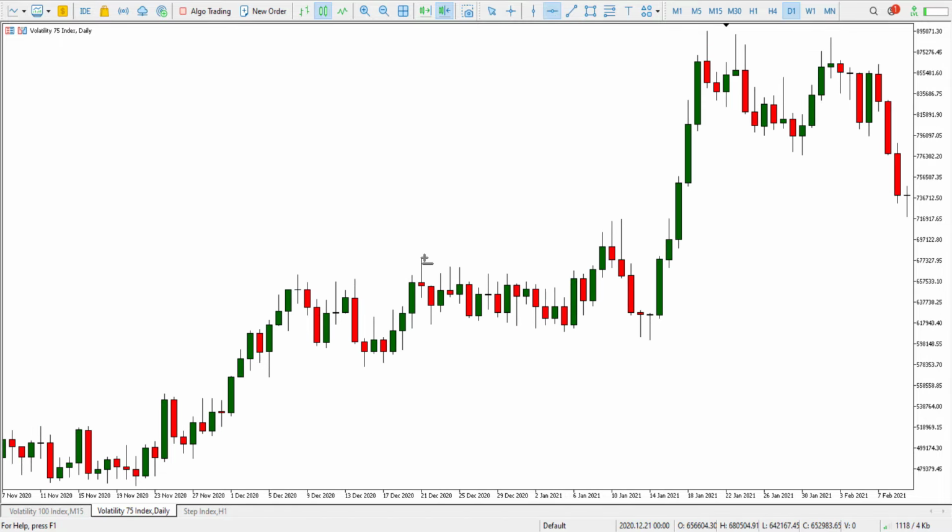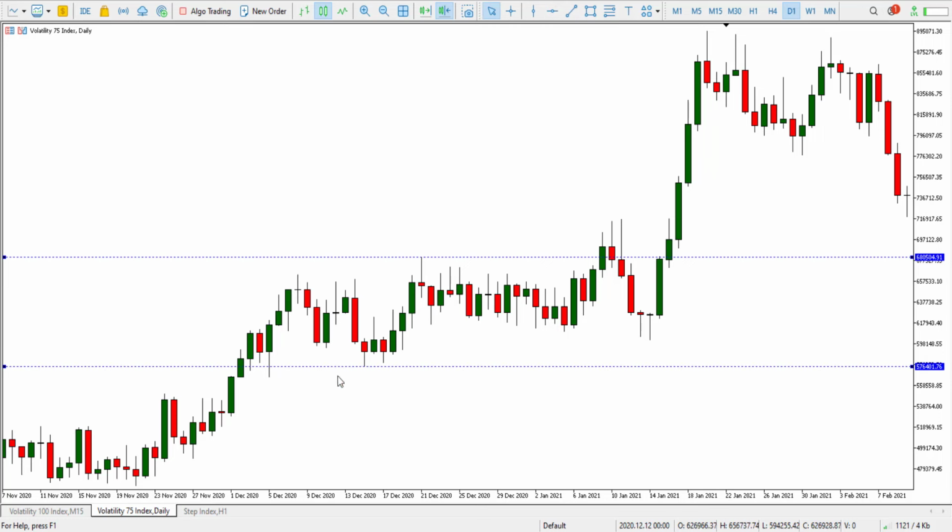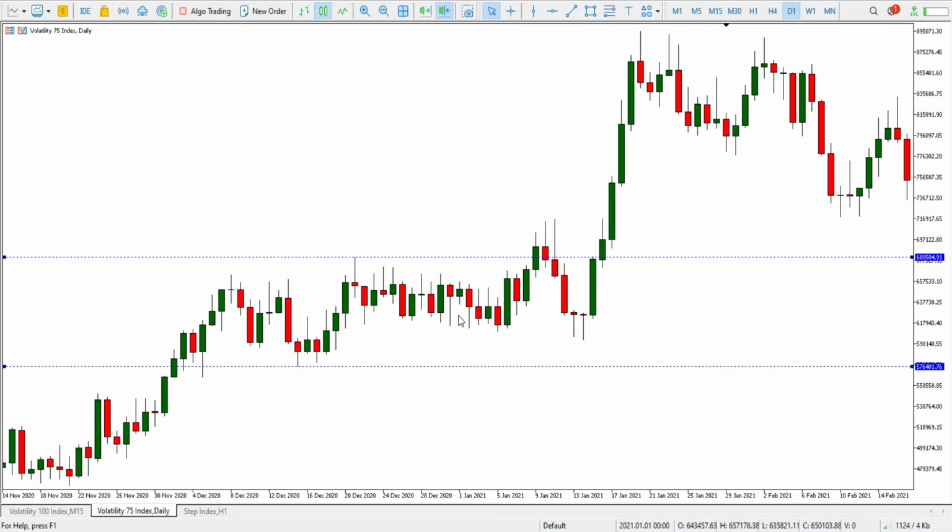Let me show you this. Can you see this range in this place? So in between this, we have the market just behaving like this. So let's look at how to do a top-down analysis on this understanding of market structure.